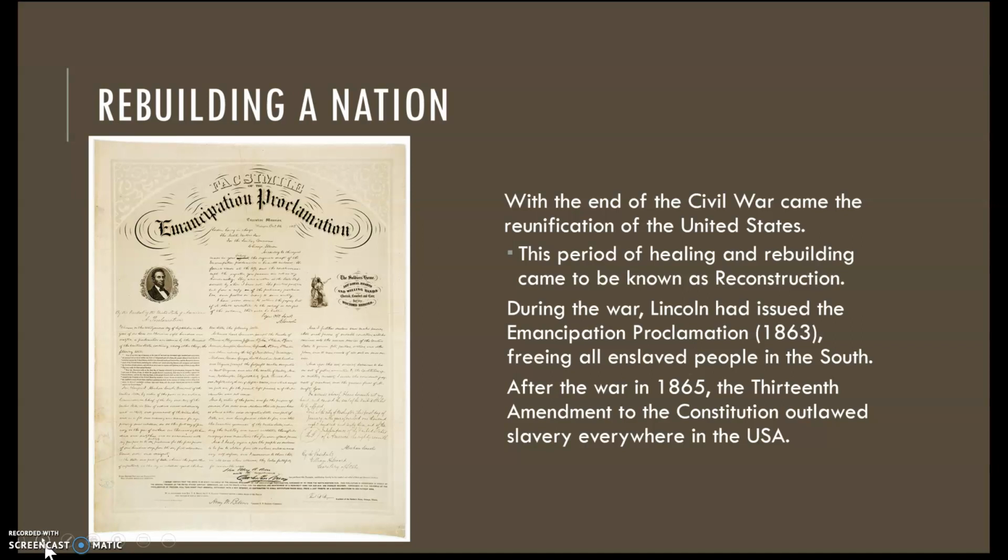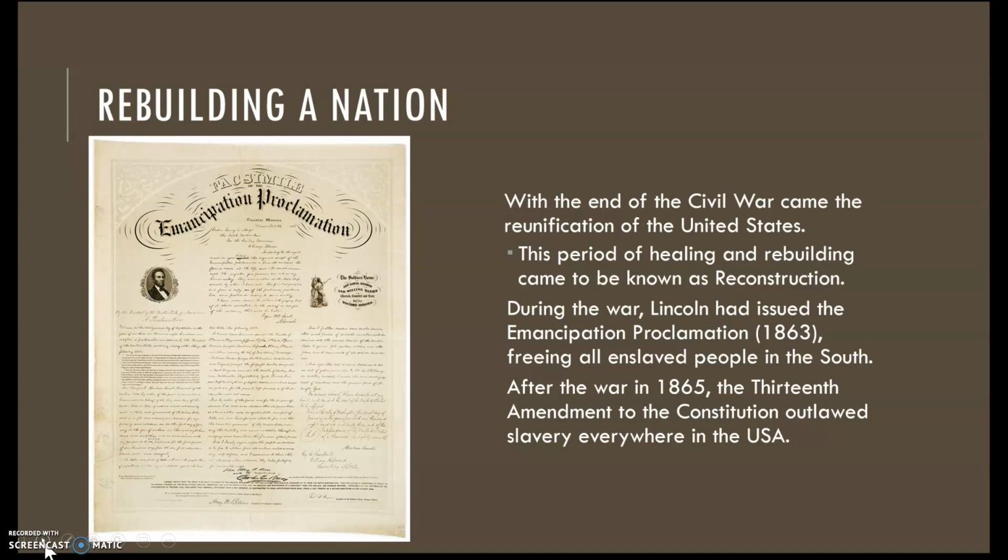Now, with the end of the Civil War came reunification of the United States. Sorry, it's a rough word. What does that mean? It means we're rejoining our states. We're not going to be two different countries anymore. We'll be friends again. This period of healing and rebuilding came to be known as Reconstruction.